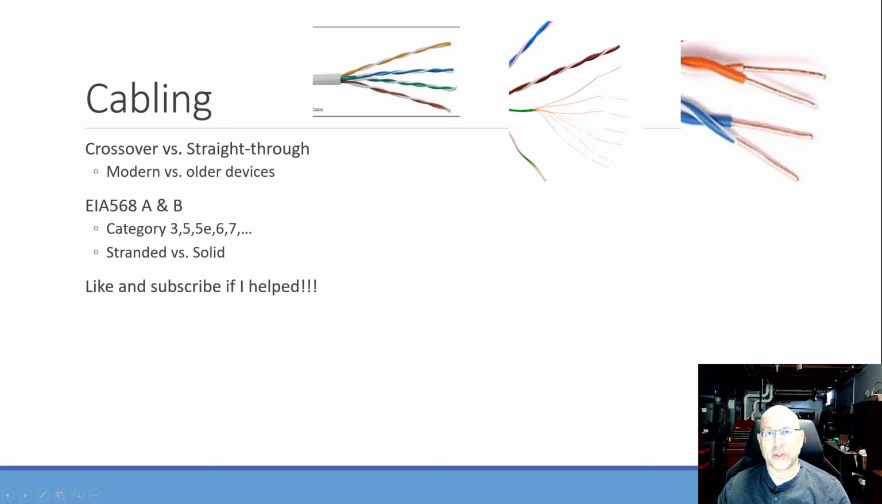Well, I think that'll do it. This has been a quick video on crossovers versus straight through cabling, why we use it, why we sometimes need to use a particular kind of cabling, and of course what modern devices really have the capability to do. But also we talked just briefly about solid core versus stranded and some of the other categories of wiring.